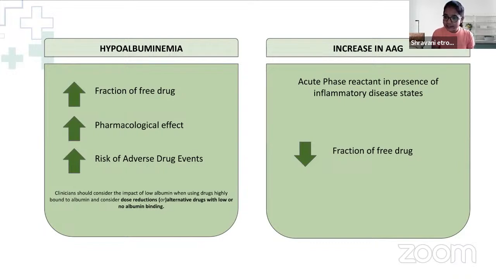And when it comes to the increase in AAG, it is usually an acute phase reactant in the presence of an inflammatory stage.